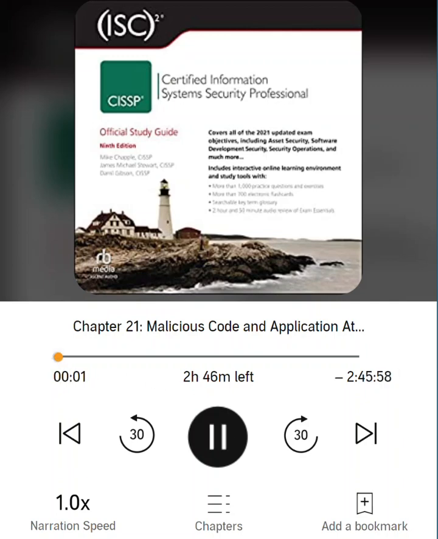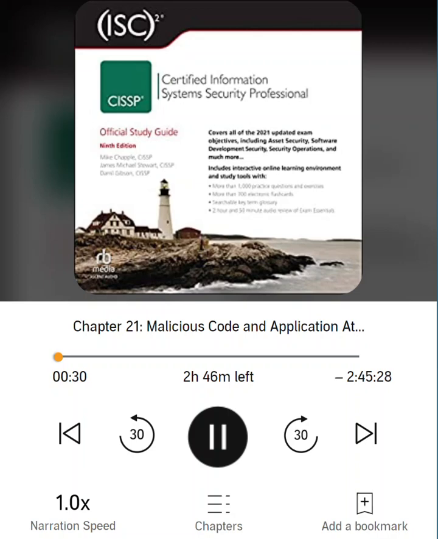Chapter 21. Malicious Code and Application Attacks. The CISSP exam topics covered in this chapter include Domain 3.0, Security Architecture and Engineering. 3.7, Understand Methods of Cryptanalytic Attacks. 3.7.13, Ransomware. Domain 7.0, Security Operations.